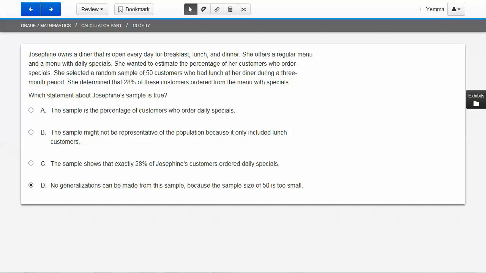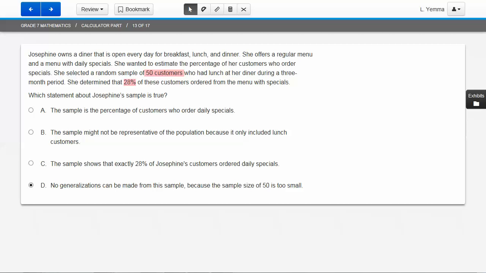All right, number 13. Josephine owns a diner that is open every day for breakfast, lunch, and dinner. She regularly has a menu, she has daily options. She surveys 15 lunch customers, and 28% of them order from the specials menu. All right, which statement makes the most sense?